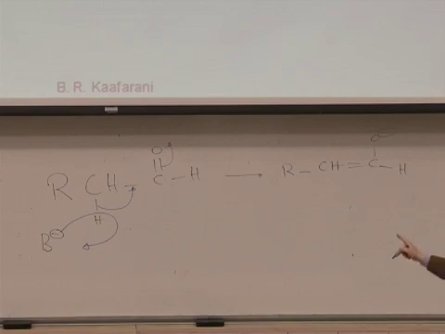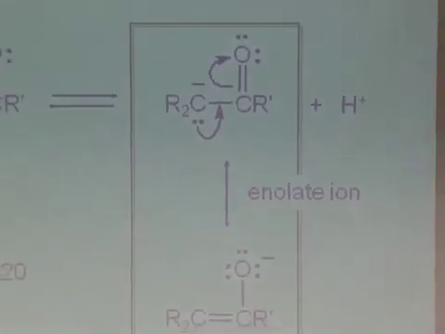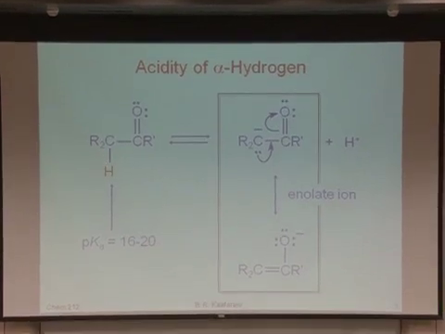Now, what I drew on the board is the more stable resonance structure of the enolate, because we only have two resonance structures here. This is a less stable resonance structure. This hydrogen is relatively acidic. The pKa value of an alpha hydrogen in an aldehyde is on the order of 16. It is less acidic in a ketone, and we'll refer to that later.